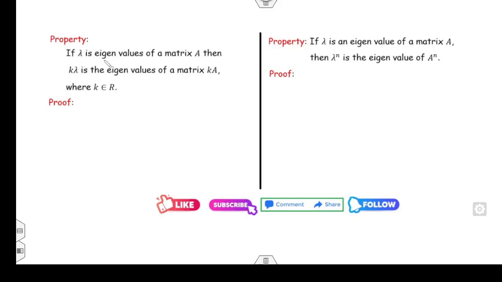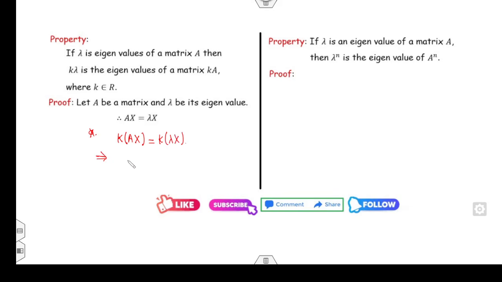Next one: if lambda is an eigenvalue of the matrix A, then K times lambda is an eigenvalue of the matrix KA. Again, we can start with the definition. I can multiply both sides by the scalar K. So what will happen? K times AX is equal to K times lambda X.